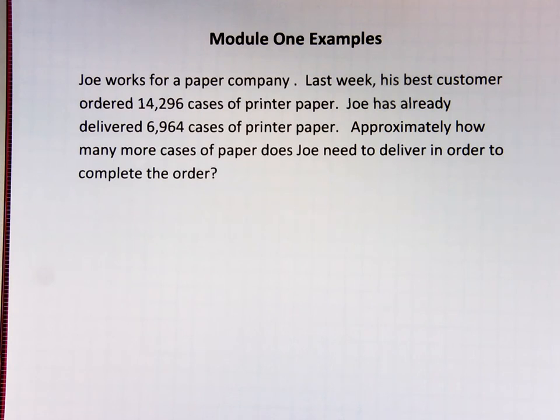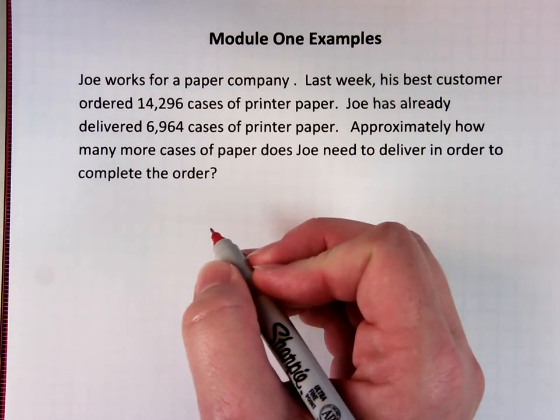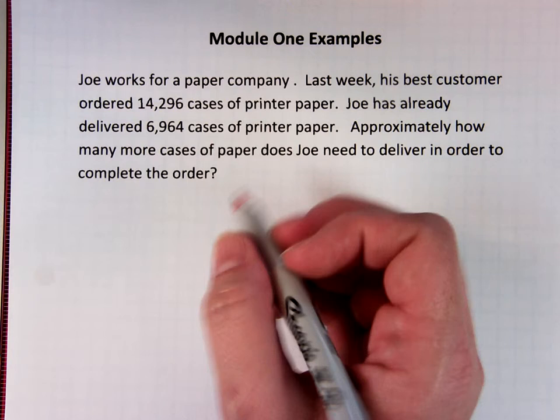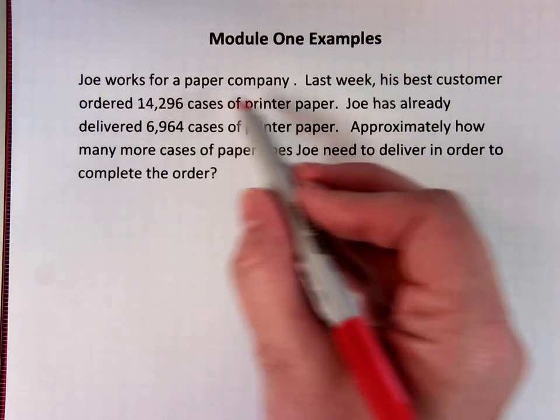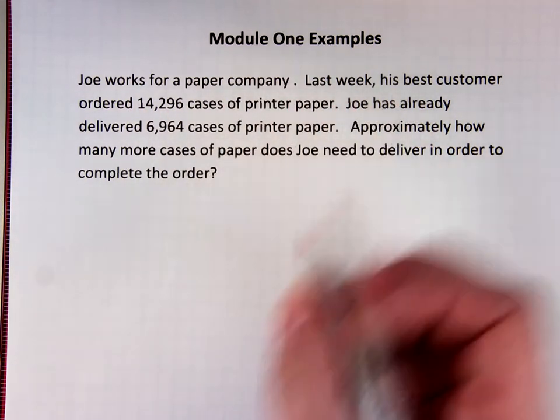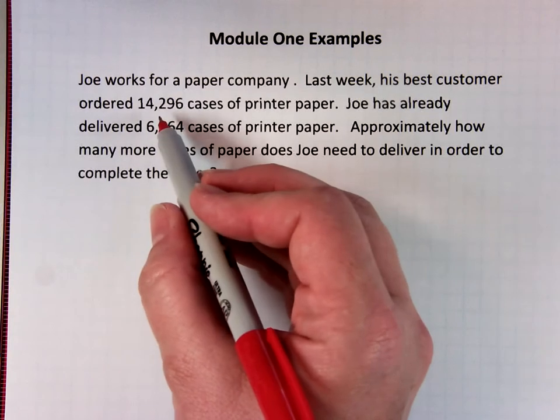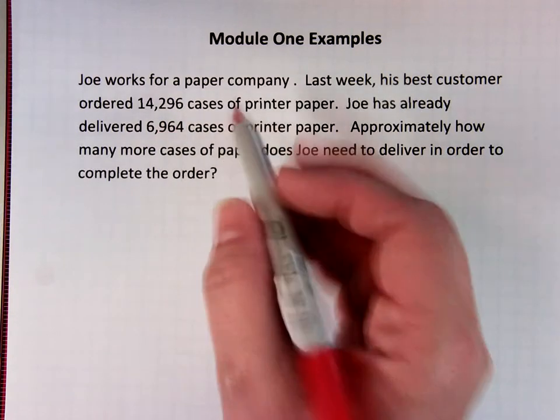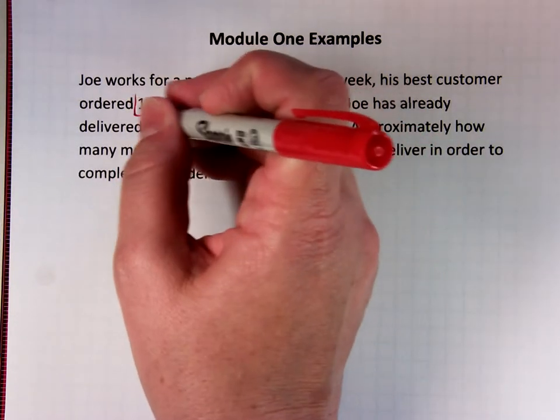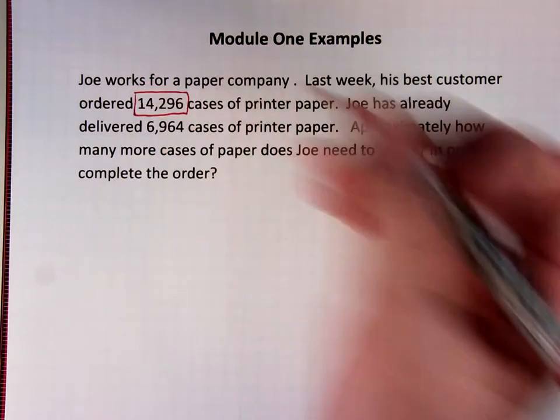So step number 1 asks us to understand the problem. Read, reread, and visualize. First, I'm going to reread the problem to make sure that I understand all of the words. Joe works for a paper company. Last week, his best customer ordered 14,296 cases of printer paper. And I'm going to put a box around that number because I think that's going to be important.